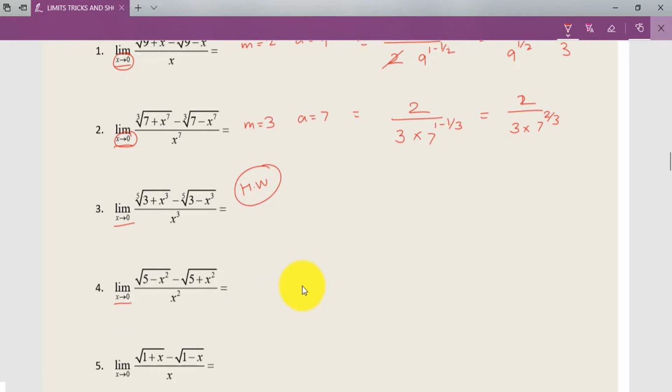Here the value of m is equal to 2, and the value of a is equal to 5. But it is not the usual pattern. If you observe, the first term is always plus inside, but here it is minus: 5 minus x square. If you see this problem, here it is 7 plus x power 7 and 7 minus x raised to 7, but here it is 5 minus x square. Minus is common everywhere.